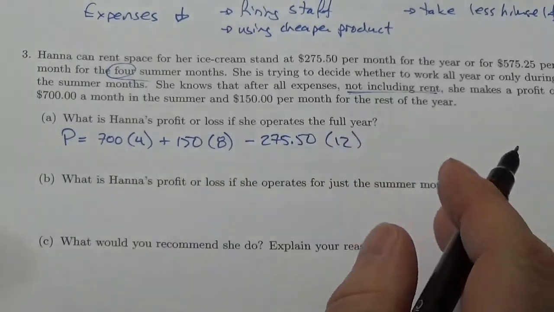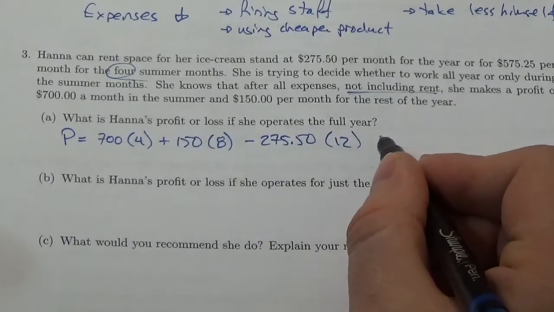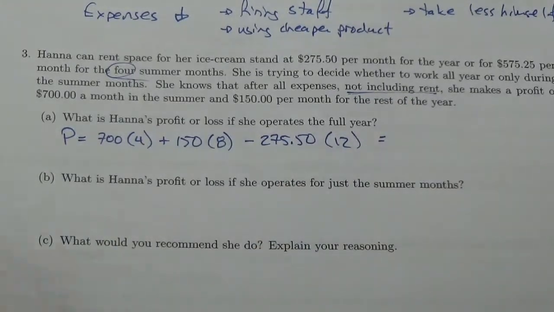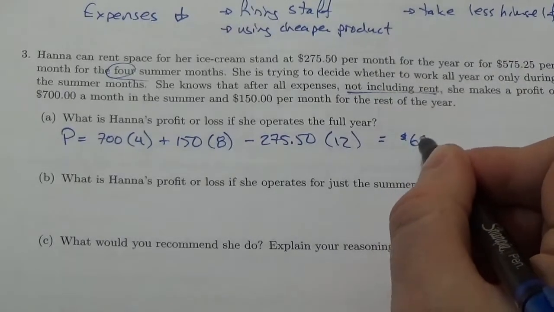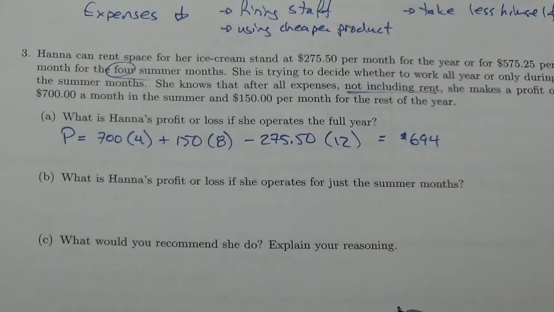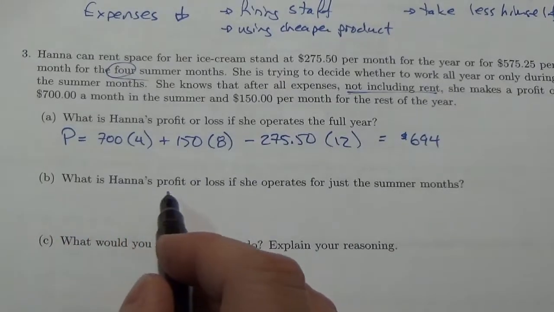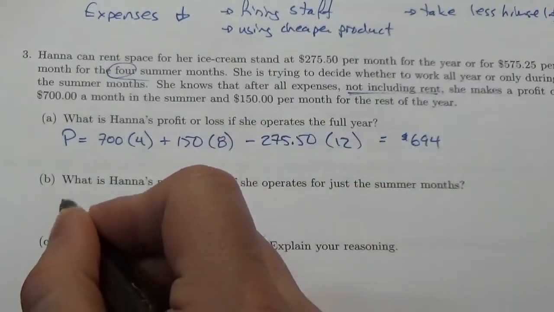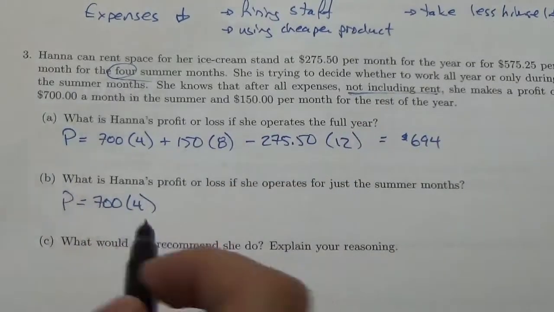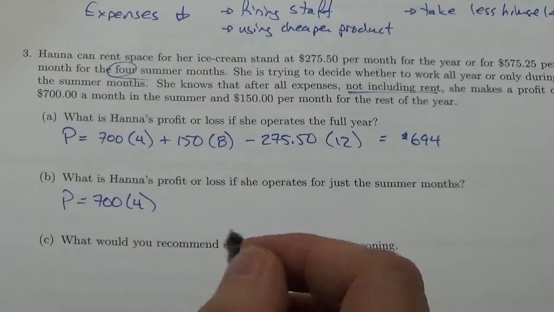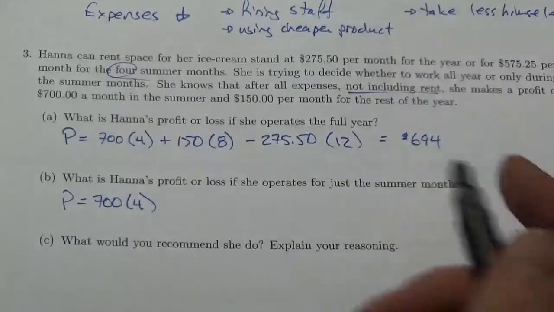Now, if she goes all year, she's getting this rate for the full year. So on my calculator, that's going to be 700 times 4 plus 150 times 8 minus 275.5 times 12. Okay, so we're getting $694 as profit for the year. Now, what is Hannah's profit or loss if she operates just during the summer months? Well, her revenue will be $700 times 4 for the 4 summer months. She's not working the rest of the year.